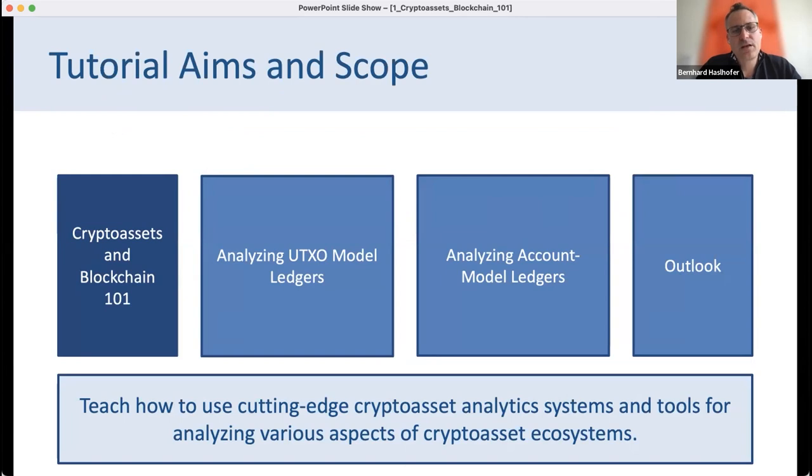Yeah, and these are the aims of our tutorial. So at the very beginning, so actually right now, I will give a very brief introduction to crypto assets and blockchain. I assume that many of you have heard about this before, but just to make sure that we're all on the same page, I will repeat the most important concepts. Then, within the first session of this tutorial, I will explain how UTXO model ledgers, Bitcoin and currencies working similar to Bitcoin can be analyzed using open source tools. And in the second part of our tutorial, Friedhelm will then focus on analyzing account model ledgers and also give an outlook on research questions, issues we are discovering or we think are important to deal with in the near future.